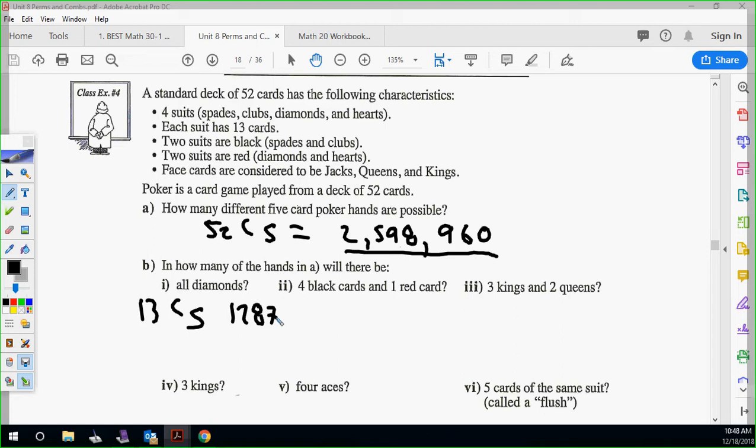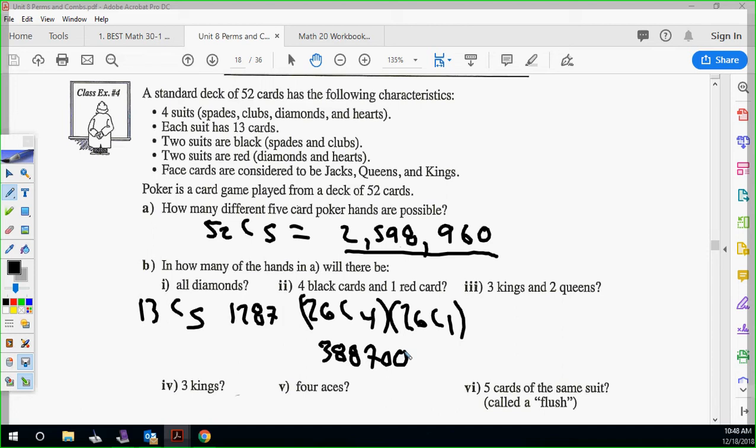Next is 4 black cards and 1 red card. So we have 2 things here. How many black cards are there? We want 4 of them. How many total black cards are there? 26, choose 4, times 26, choose 1. We want 4 of the 26 black cards, and 1 of the 26 red cards. We multiply those for 388,700. It's the same as permutations. NCR is right below the NPR.